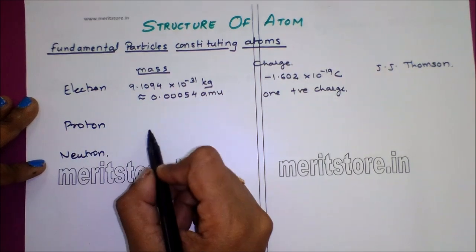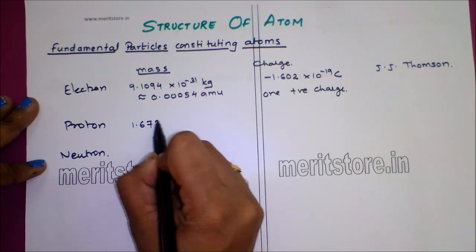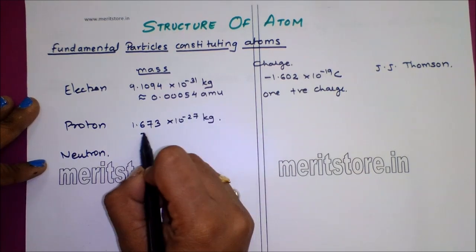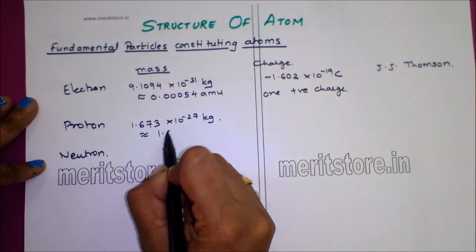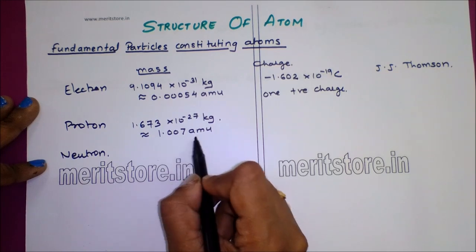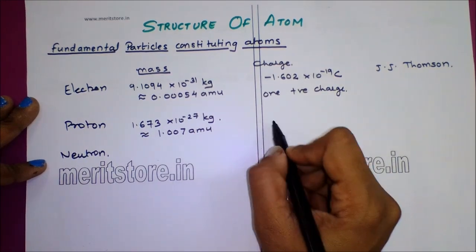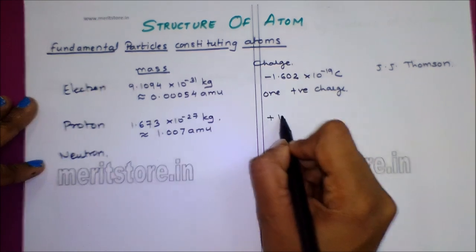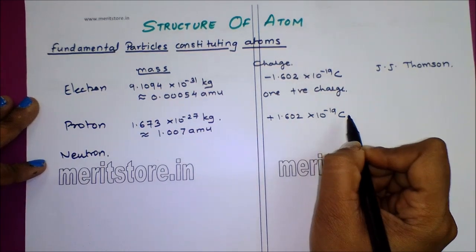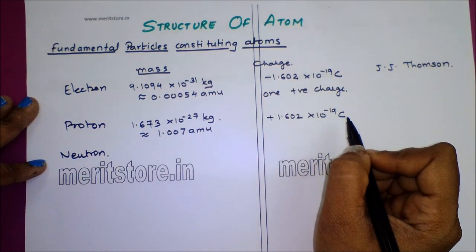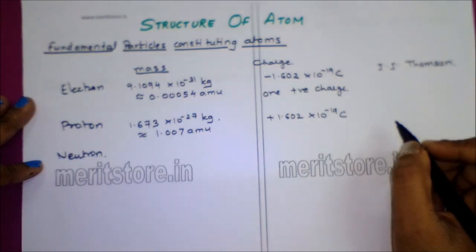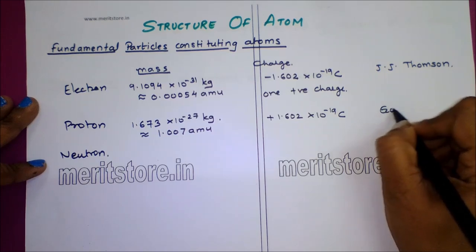The proton has a mass of 1.673 × 10^-27 kg, which is approximately 1.007 AMU, considered the same as the hydrogen atom. The charge of the proton is taken as +1.602 × 10^-19 coulomb, so it is considered as one unit positive charge. The proton was discovered during the anode ray experiment by the scientist Goldstein.